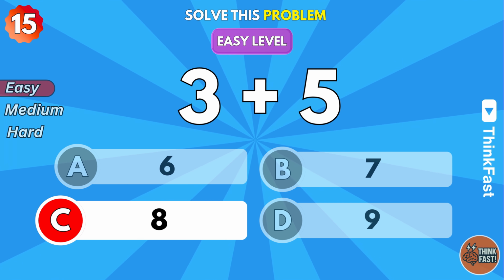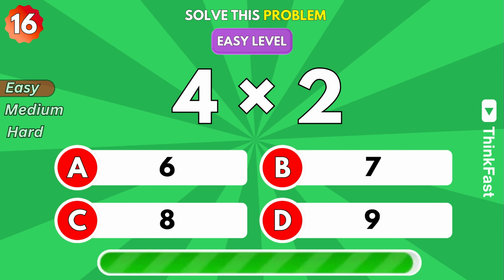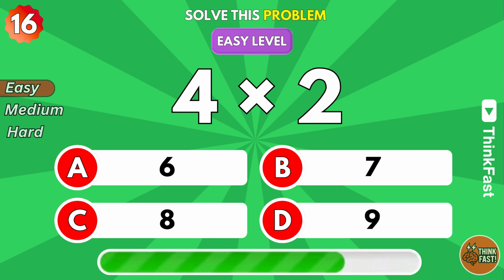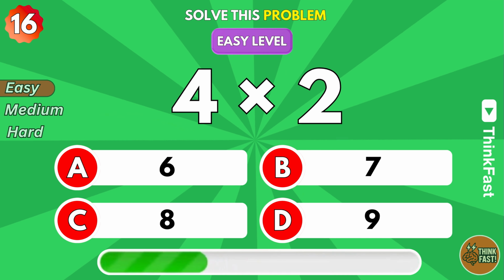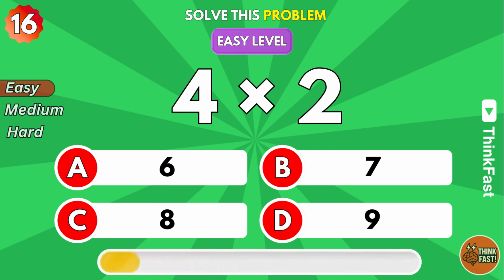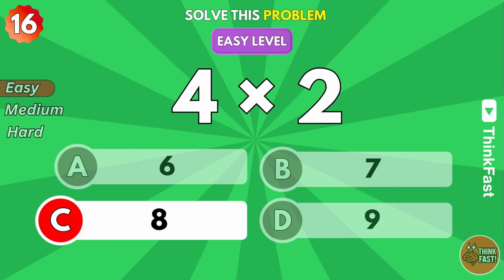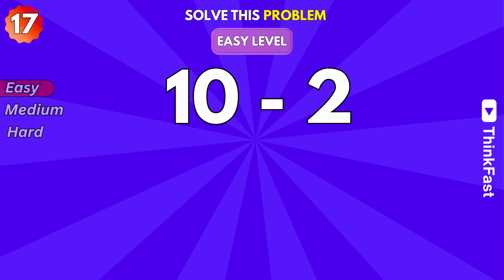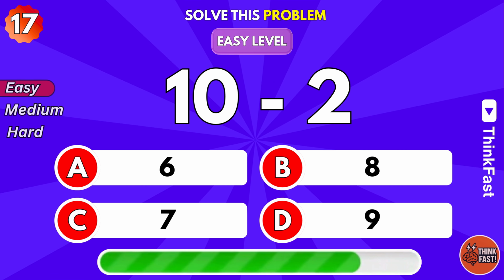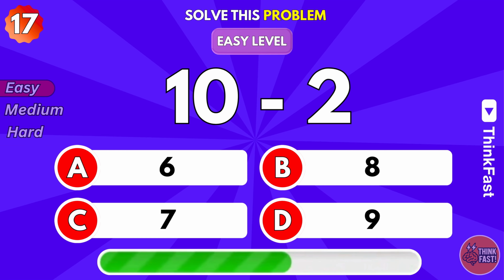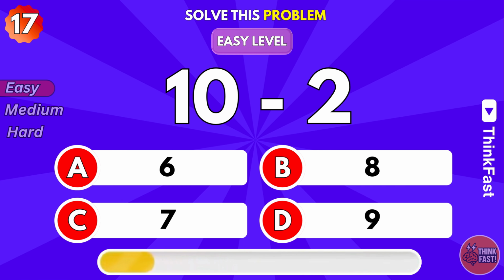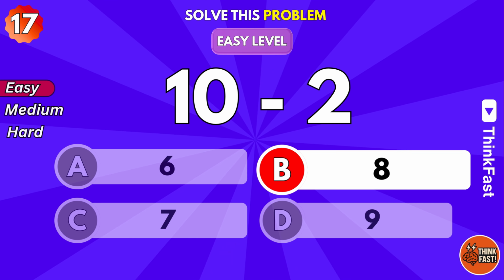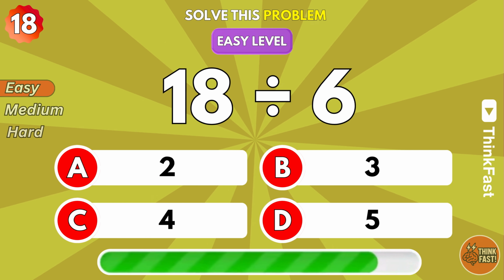Answer C, 8. What is 4 times 2? Answer C, 8. What is 10 minus 2? Answer B, 8. What is 18 divided by 6?